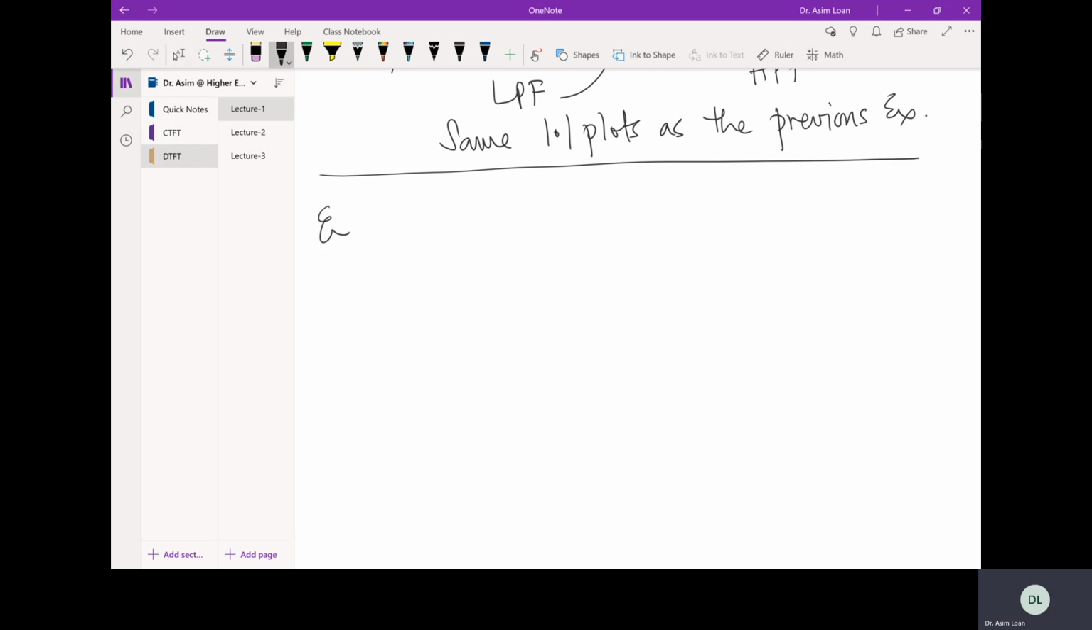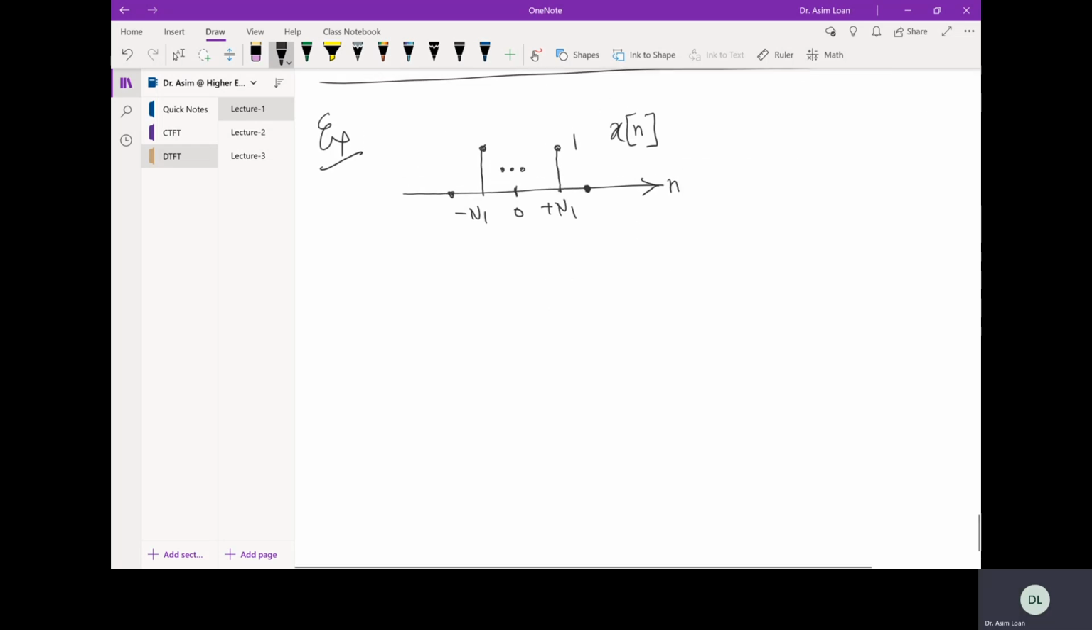What about a square pulse? So let's say I have one here. This is 1. This is 0. This is minus n1. This is plus n1. This is 0. I'm sorry, this is n. This is n, and this is x of n. So this is a kind of square pulse, a kind of gate function.